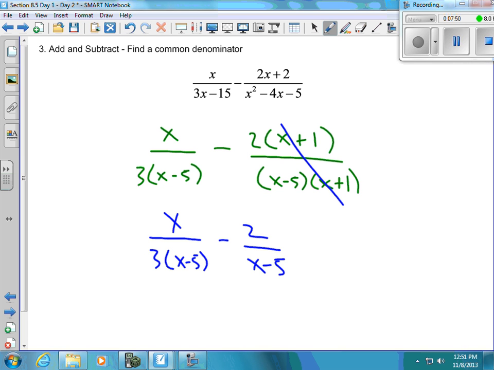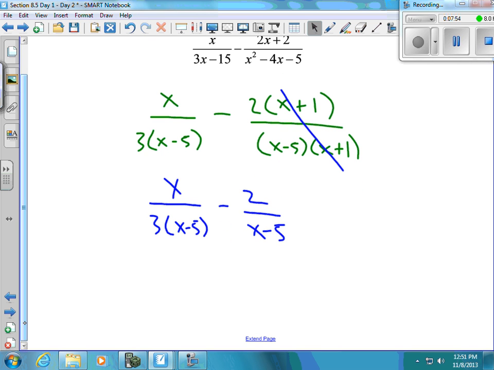And why did I do that? Well, that just made my life a lot easier for getting common denominators. What's the only thing that's different between the right-hand denominator and the left-hand denominator? The only thing different is on the left I have a 3 in front of x minus 5. That means I'm multiplying by 3. On the right I'm not. To rectify that, we're going to multiply the numerator and denominator by 3.